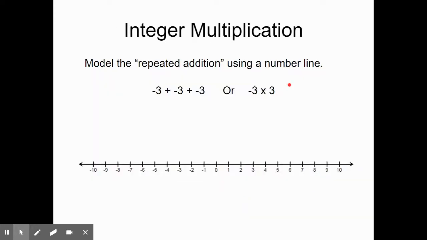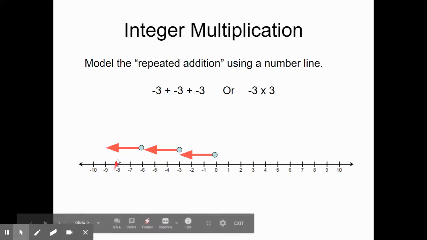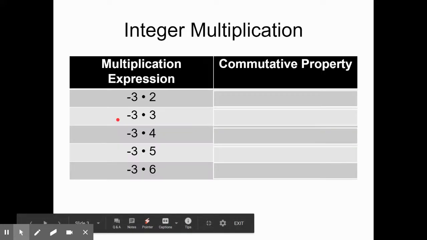Now let's look at repeated addition using a number line. And we'll use the example -3 plus -3 plus -3, or the multiplication expression would be -3 times 3. So if I start with -3 plus -3 plus -3, my answer is -9.